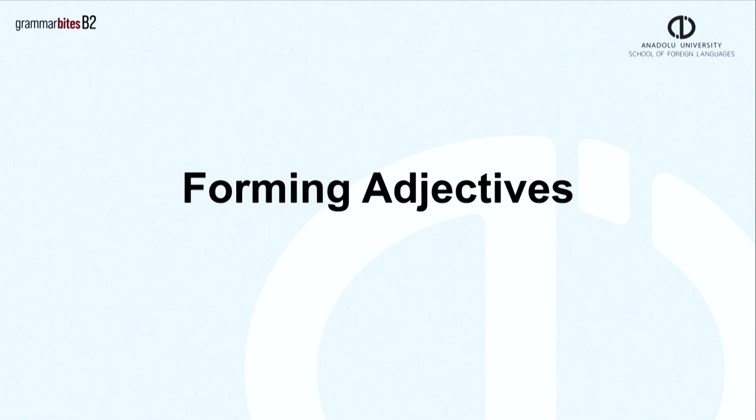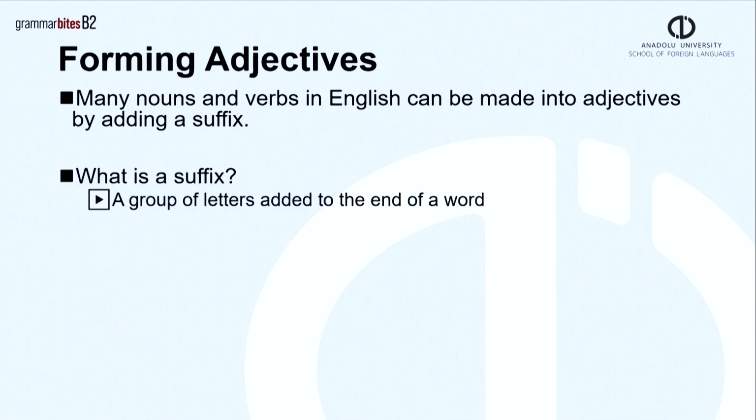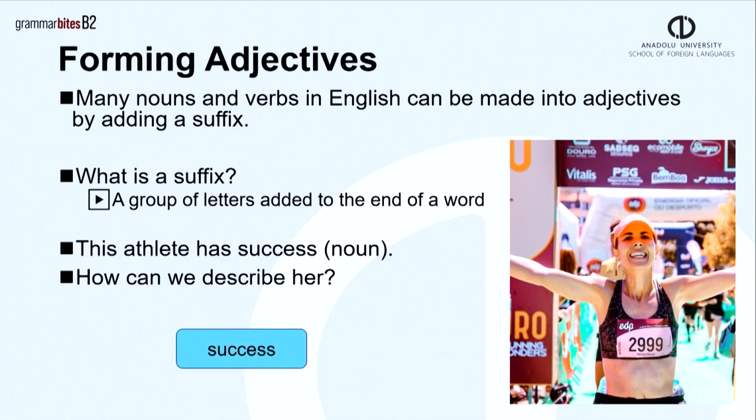In this video we're looking at forming adjectives. Many nouns and verbs in English can be made into adjectives by adding a suffix, which is a group of letters added to the end of the word. For example, this athlete has success. Success is a noun. How can we describe her? We add the suffix -ful. She is successful, and there's our adjective.